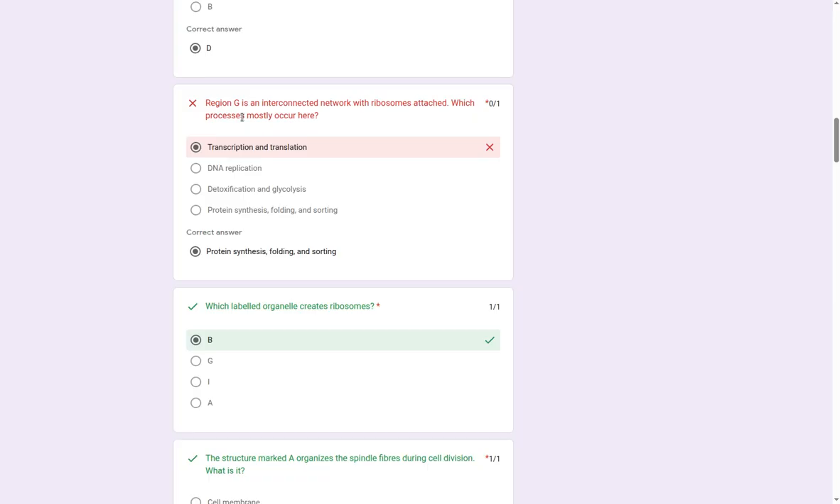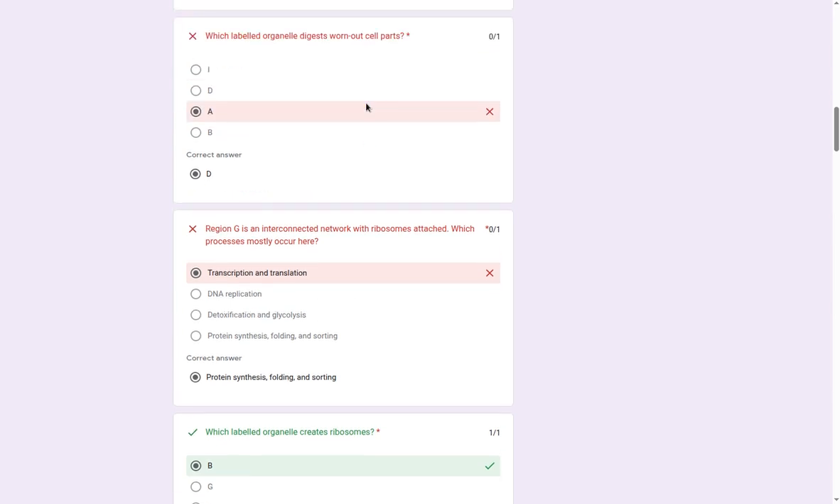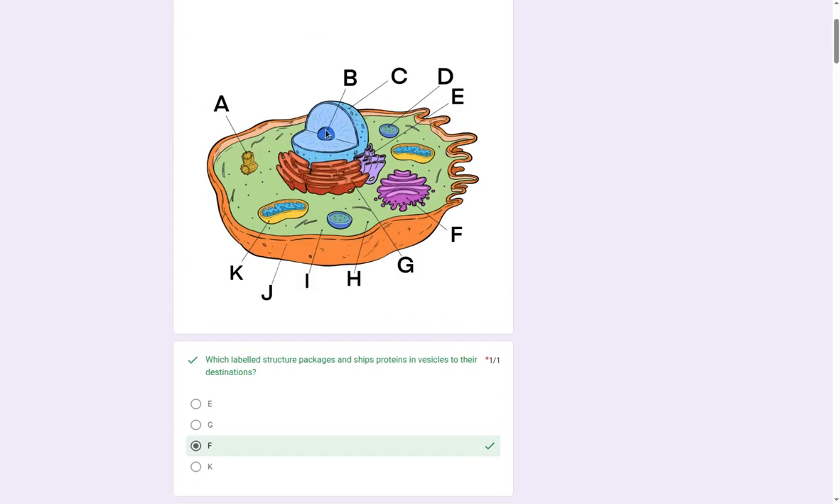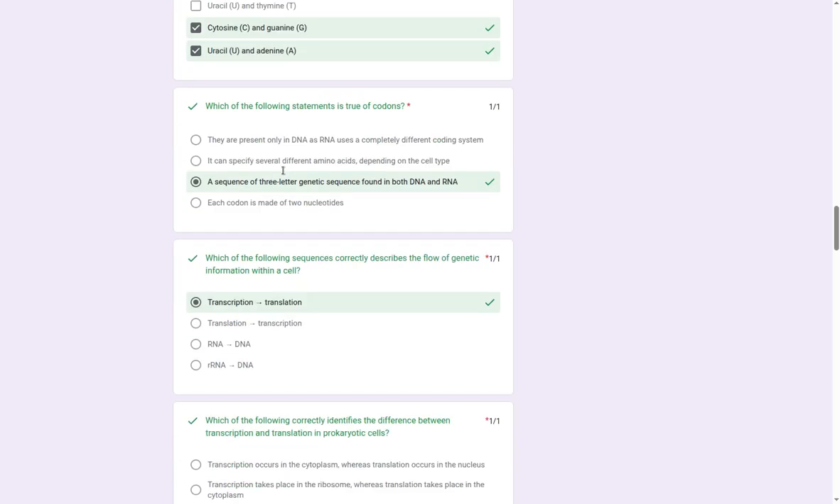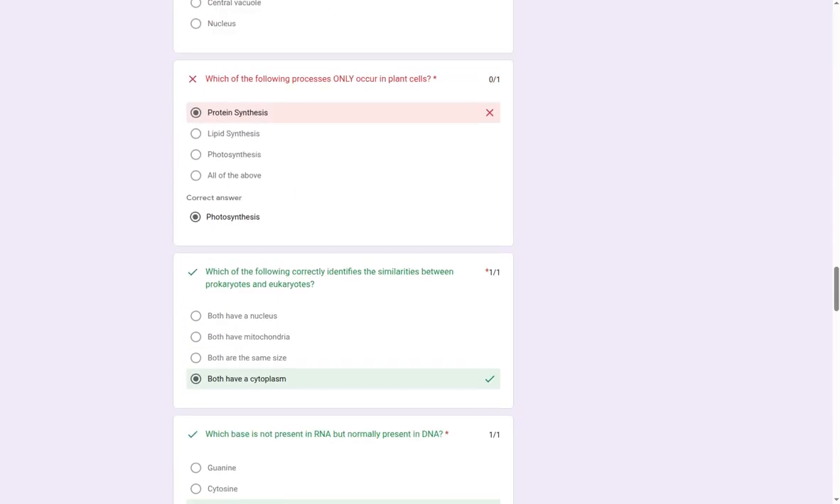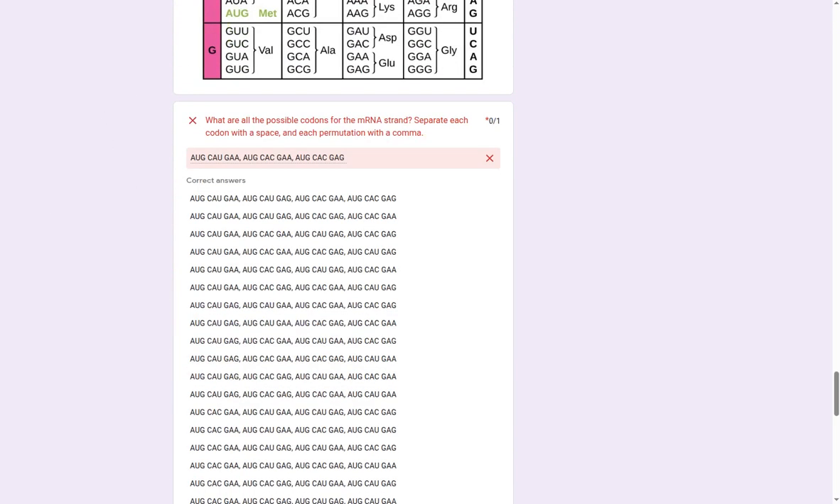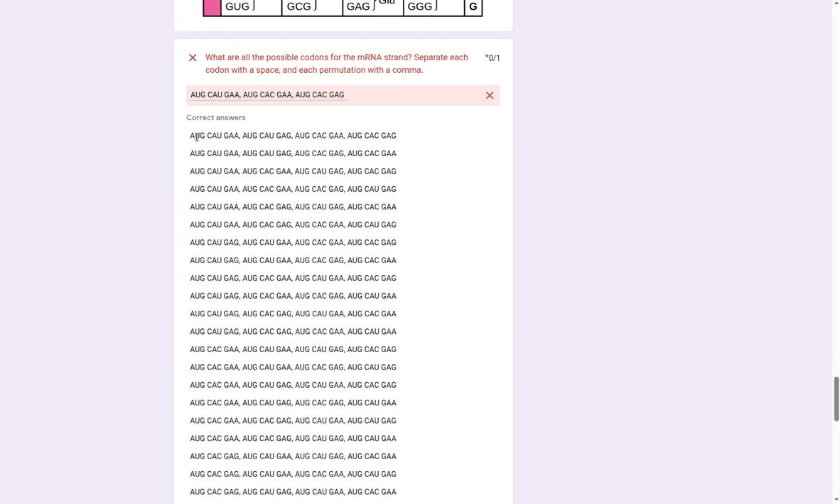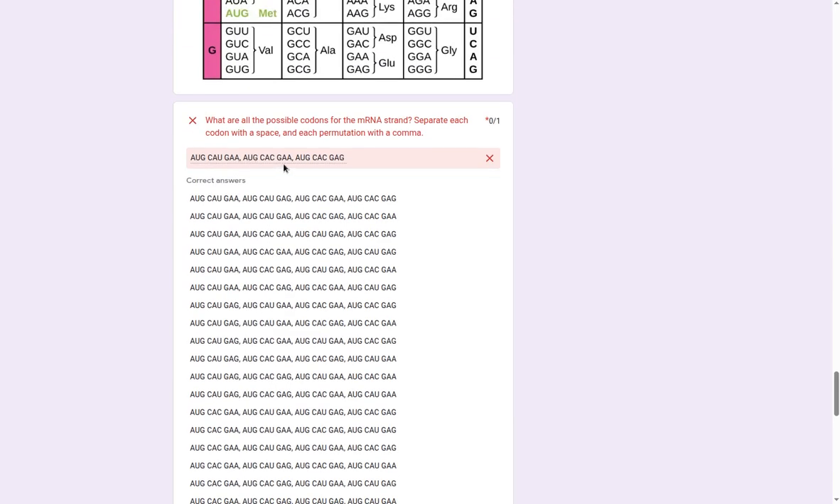Okay, region G, the network with ribosomes, which was okay. The protein synthesis. Region G. Okay. I have clicked protein. It should be photosynthesis. Made a silly mistake here. I can count that as a plus one. So I was right. My answers.